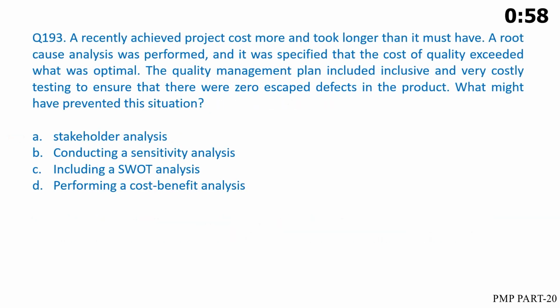A recently completed project cost more and took longer than it should have. A root cause analysis was performed, and it was determined that the cost of quality exceeded what was optimal. The quality management plan included extensive and very costly testing to ensure that there were 0 escaped defects in the product. What might have prevented this situation? A. Stakeholder analysis. B. Conducting a sensitivity analysis. C. Including a SWOT analysis. D. Performing a cost-benefit analysis.